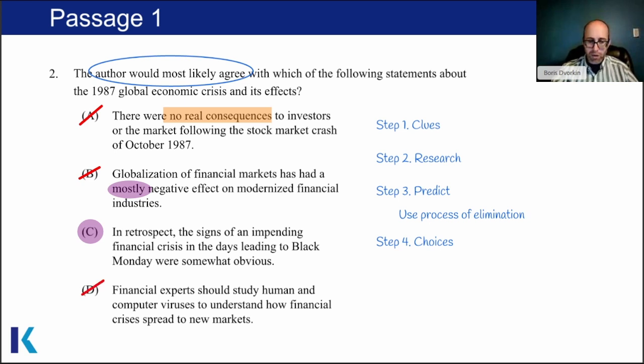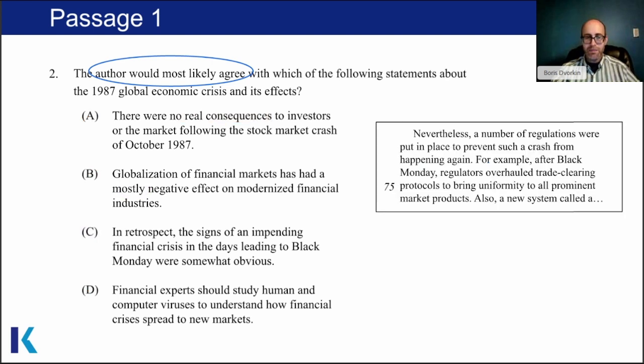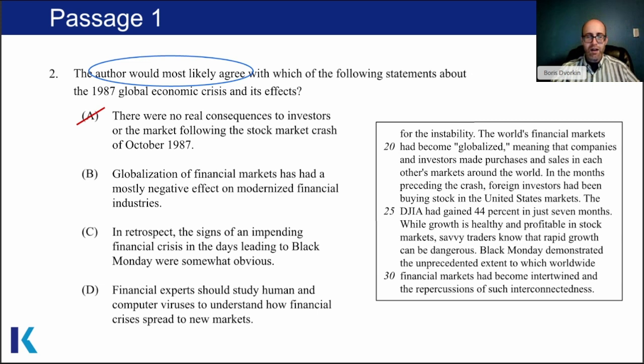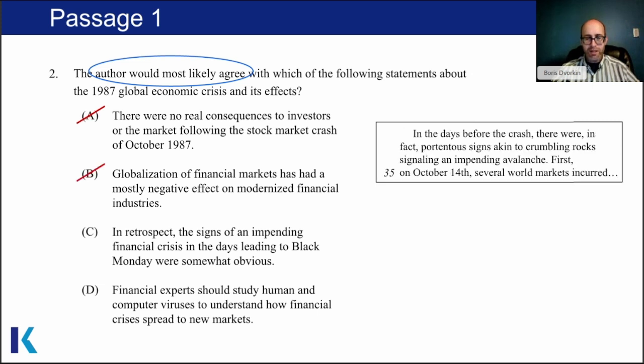Now, we know the next question is command of evidence. So now what we're going to do is look back in the passage and be like, all right, what specifically indicates that there were somewhat obvious signs that there was going to be a crash? And that is the beginning of our warning signs paragraph. So in the command of evidence question coming up, we'd love to see lines 32, 33, and 34 that say clearly, there were portentous signs.